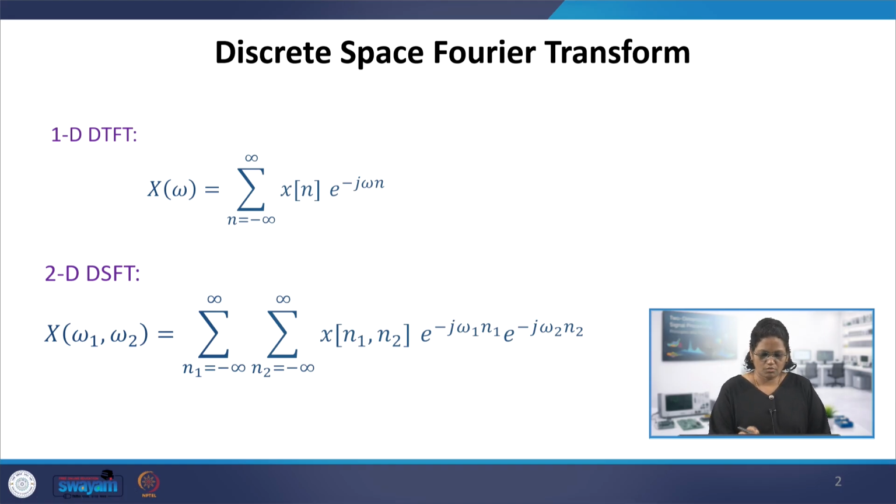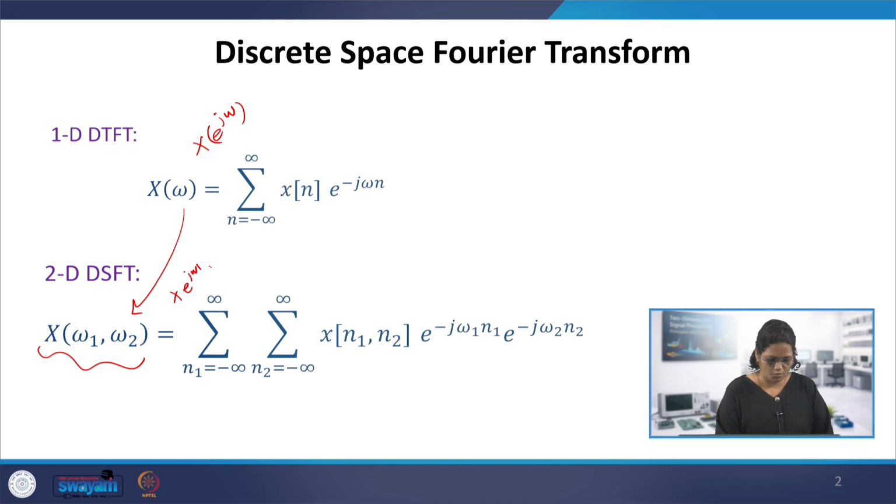If we extend that 1D DTFT to two-dimensional space, it is called the discrete space Fourier transform. That is the same as DTFT. Here it is space instead of time in 2D, so it is the space Fourier transform. So DSFT means DTFT only. So X of omega 1 comma omega 2 is extended here. Another notation for this is X of e power j omega 1 comma e power j omega 2, which is also commonly used.